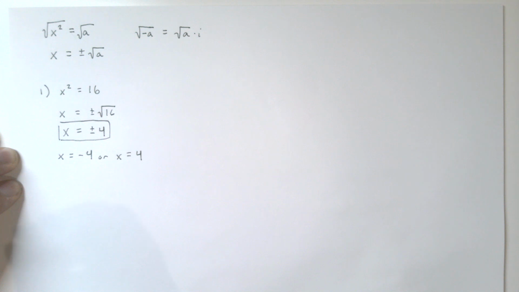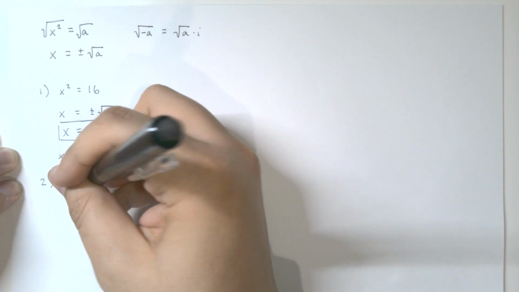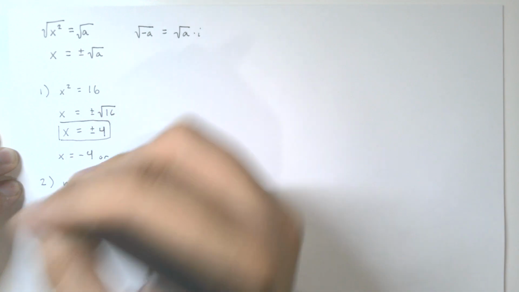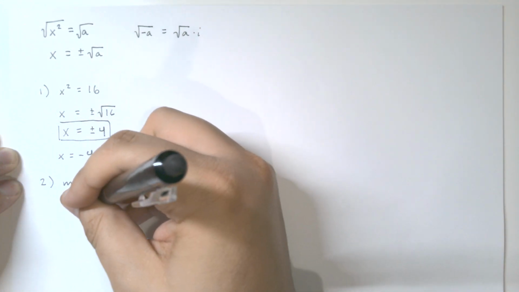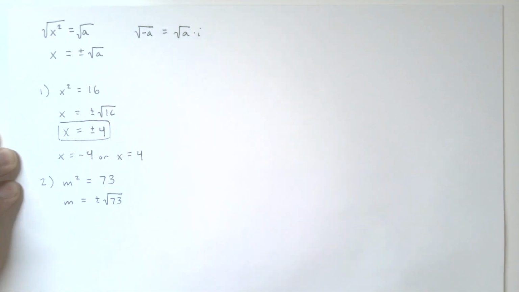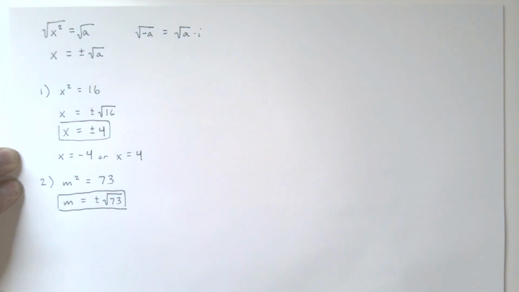So for number 2, let's see what we have. We have m squared is equal to 73. Similar thing here. We take the square root of both sides, and we have m is equal to plus or minus the square root of 73. From here, we like to check if the square root of 73 simplifies. We can make a factor tree with this, and unfortunately, it doesn't simplify any further than this. So we're kind of just stuck with that, and that's okay. So we just have m is equal to plus or minus the square root of 73.